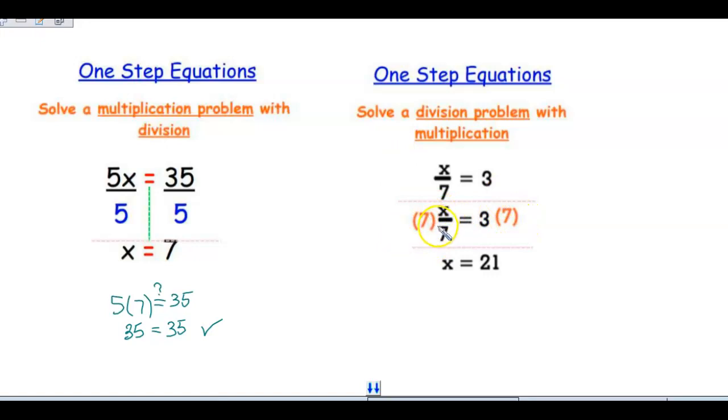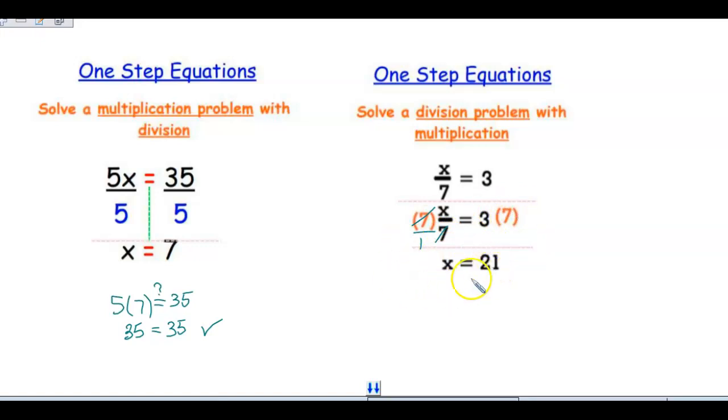When it's written in fraction form, you can also write your product in fraction form as well. It makes it easier to say these two cancel out to be 1, and then x is by itself. And then 3 times 7 is 21.